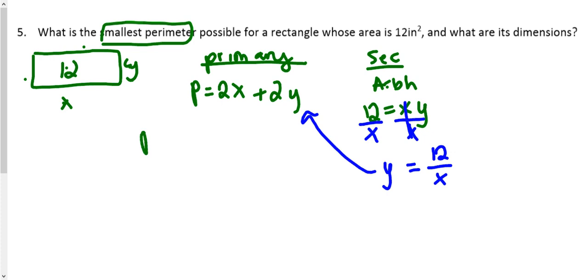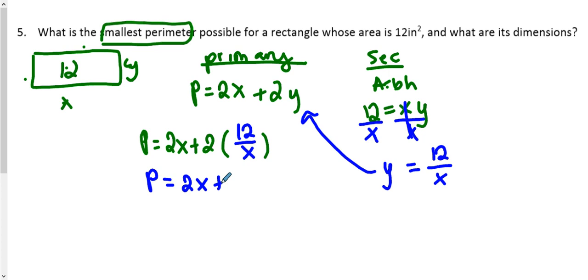So my perimeter would become 2x would stay plus 2. Instead of y, I'm going to put 12 over x. So that means my perimeter is 2x plus 24 over x. I can't combine those. Those need to stay separate. I want the smallest perimeter, which means I'm going to minimize.